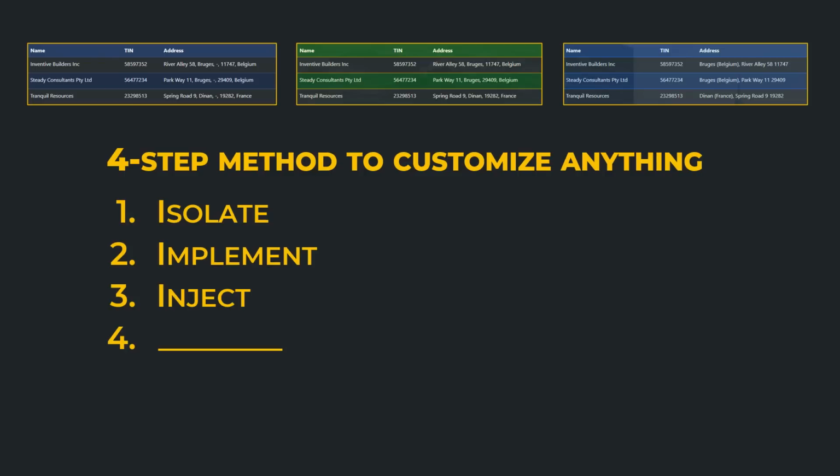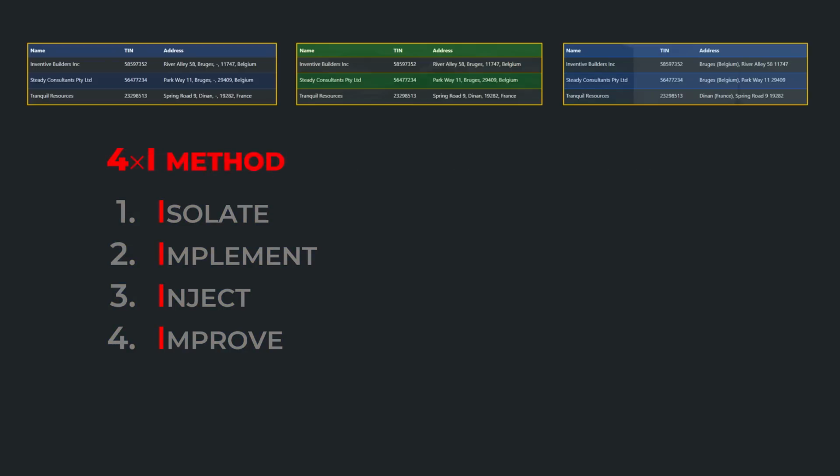The last step is the one you already know from TDD. Improve. Never leave code that just works. Make it better through redesign, refactoring, generalization, etc. Act like a programmer. This is the 4I method, which I will now demonstrate on an application. Once you learn it, I promise that you will never add configurable features in any other way but this.